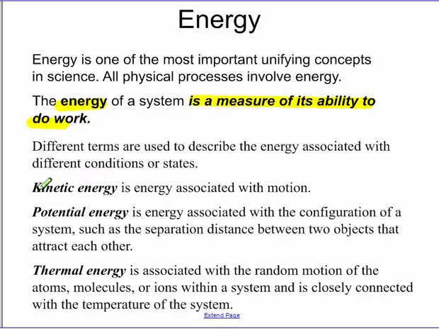There are different types of energies. The ones that we're pretty much going to work with in AP Physics are kinetic energy and potential energy. Kinetic energy has to do with anything that's in motion, while potential energy usually has to do with the separation between two objects that attract each other. This could be a gravitational type of attraction between two objects. And the third one, which we don't do in AP Physics, is thermal energy, which has more to do with atoms, molecules, and ions of the system, closely connected with the temperature of the system.